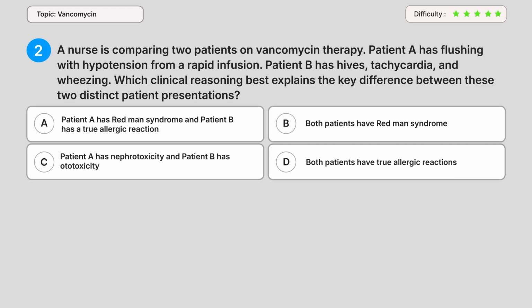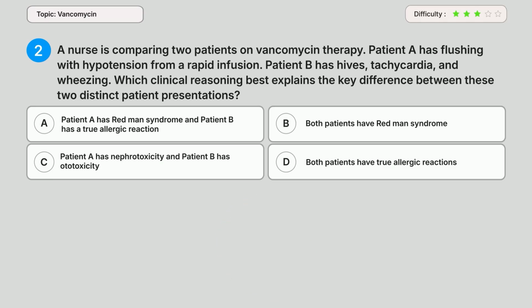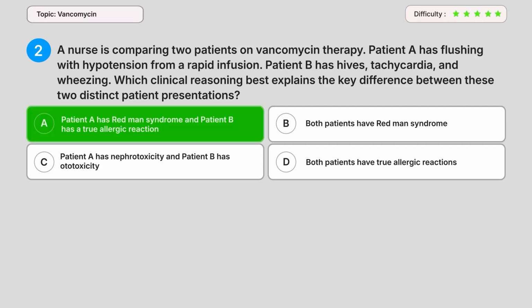A. Patient A has Redman syndrome and patient B has a true allergic reaction. B. Both patients have Redman syndrome. C. Patient A has nephrotoxicity and patient B has ototoxicity. D. Both patients have true allergic reactions. Do you know the answer? Correct answer: A. Patient A has Redman syndrome and patient B has a true allergic reaction.